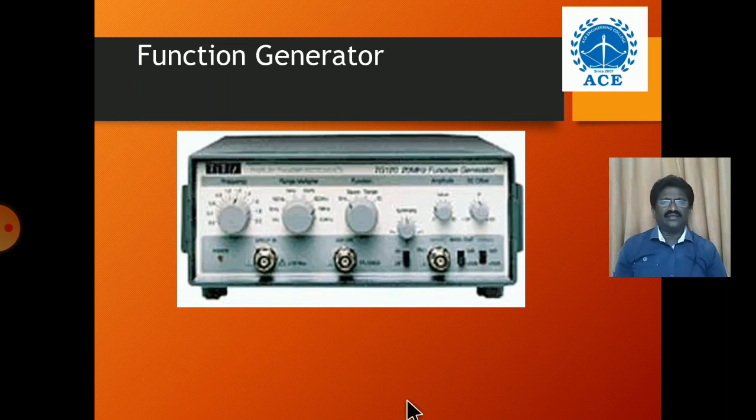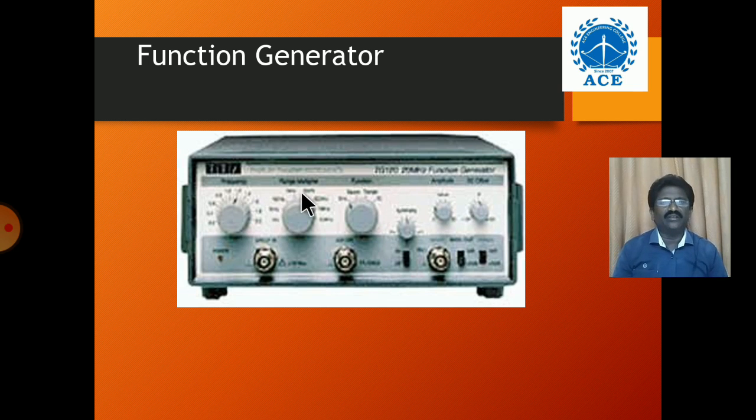Next one, the function generator. A function generator is a device that can produce various patterns of voltage at a variety of frequencies and amplitudes. This is the function generator instrument.